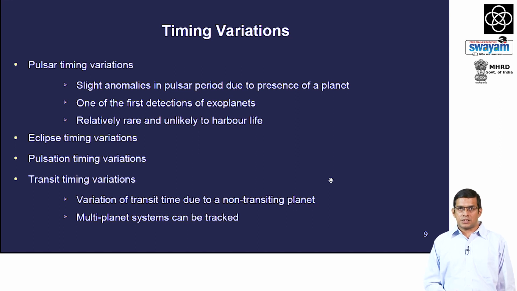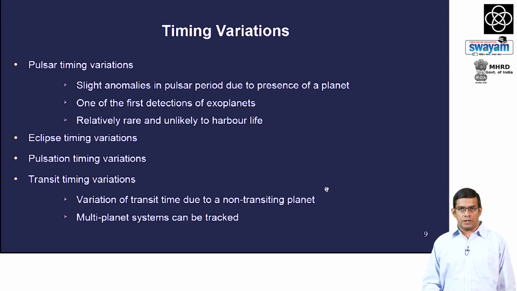In fact, one of the first detections of an exoplanet was through this method, but this is a relatively rare phenomenon for a pulsar to have a planet, and even if so, a planet around a pulsar is unlikely to harbor life due to the very inhospitable conditions that we anticipate on such a planet.